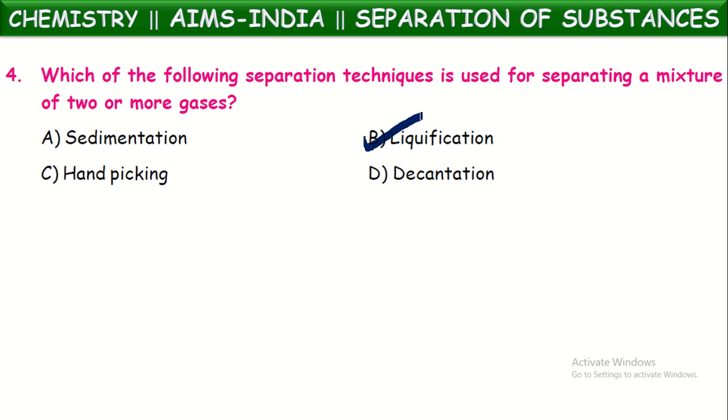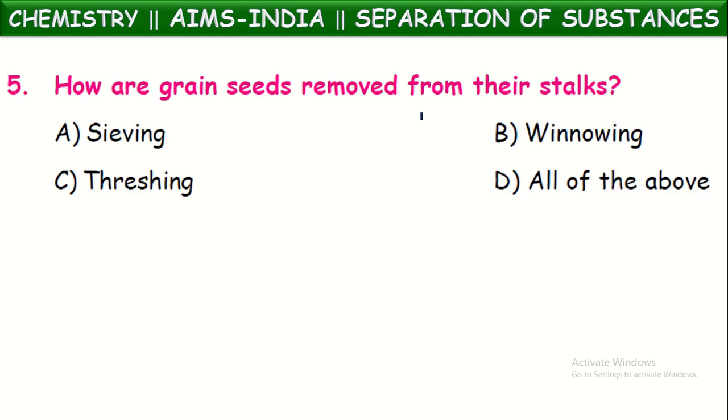Okay. Next. How are grain seeds removed from their stacks? After harvesting the crop, they separate the seeds of grain from the stack by beating the stacks against a rock. That is called threshing. Okay, it is called the threshing process.